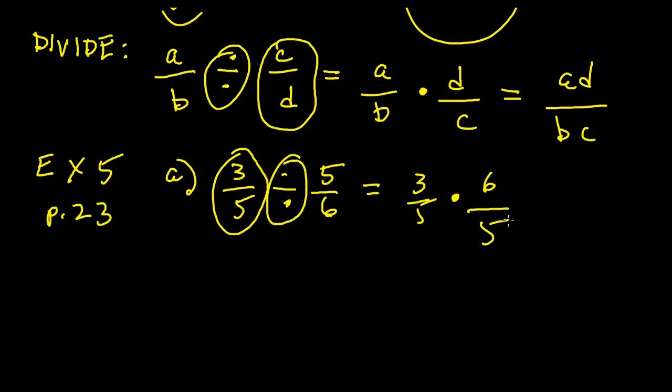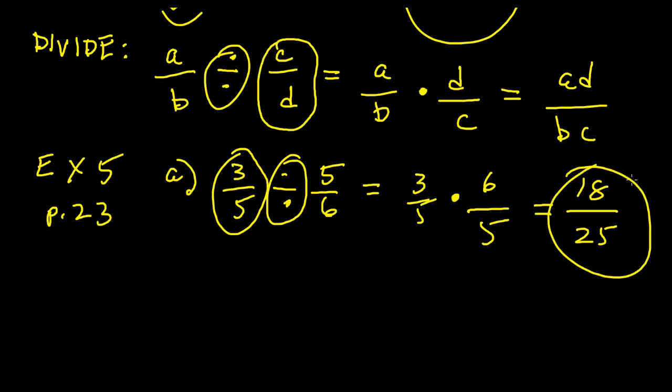All right, I'm looking to cancel some things out, and I don't see anything. 3 and 5, no, 3 doesn't go into 5, and 5 doesn't go into 6, vice versa. So I'll just multiply across now. 6 times 3 upstairs is 18, and downstairs 25. So our final answer here is 18/25, right? All right, that's 5a. What about 5b?